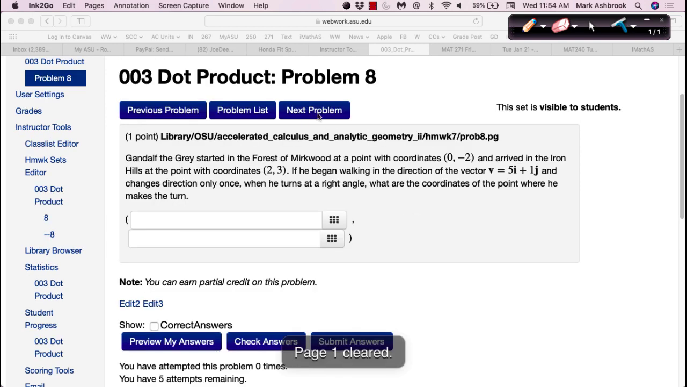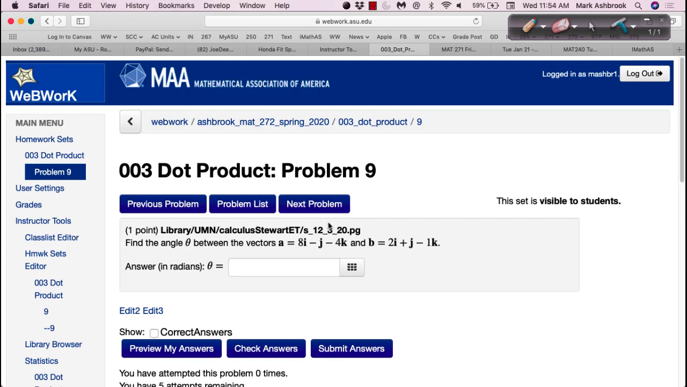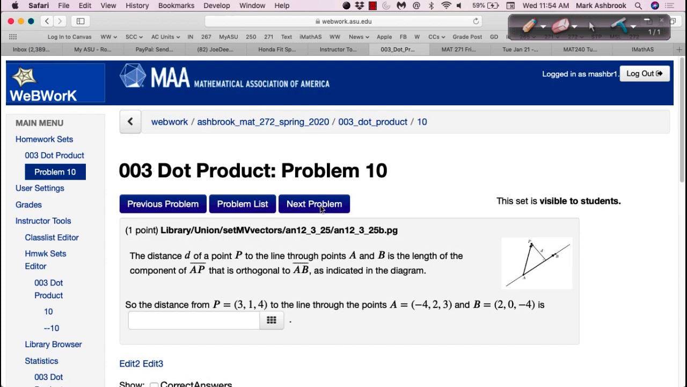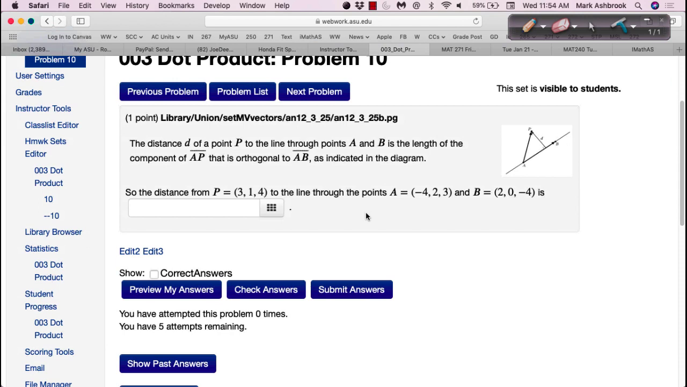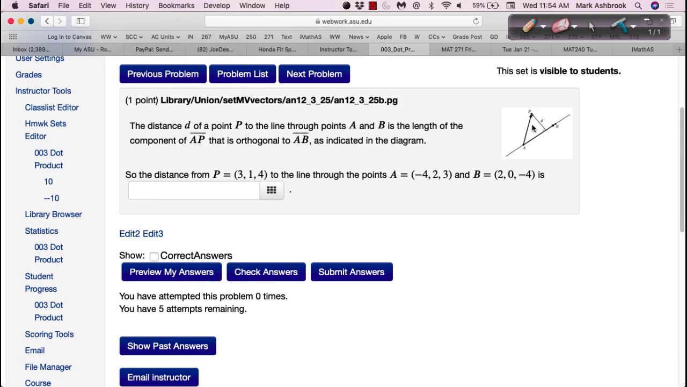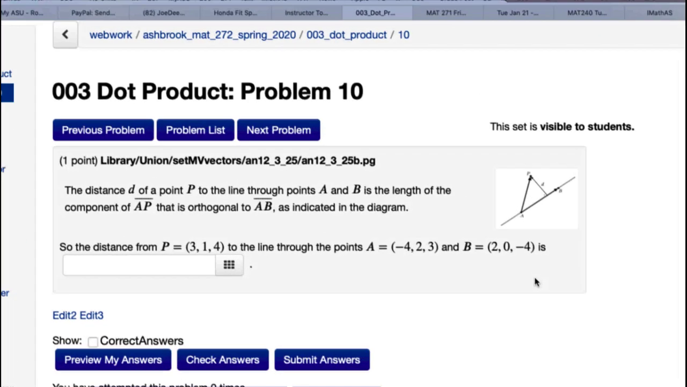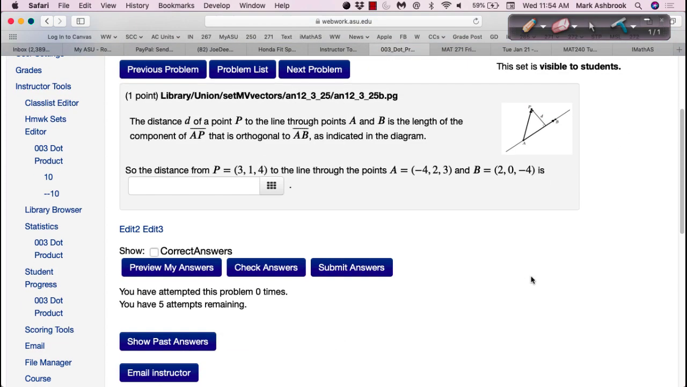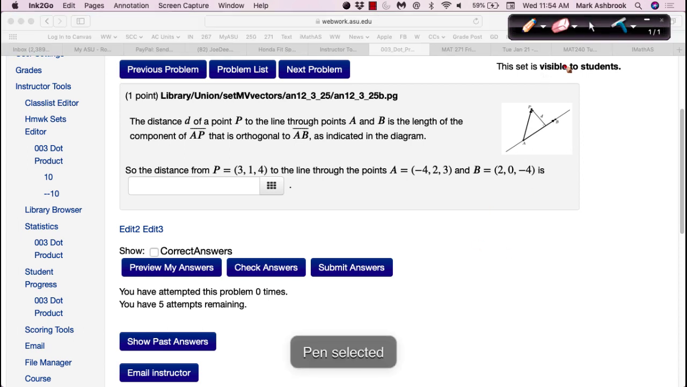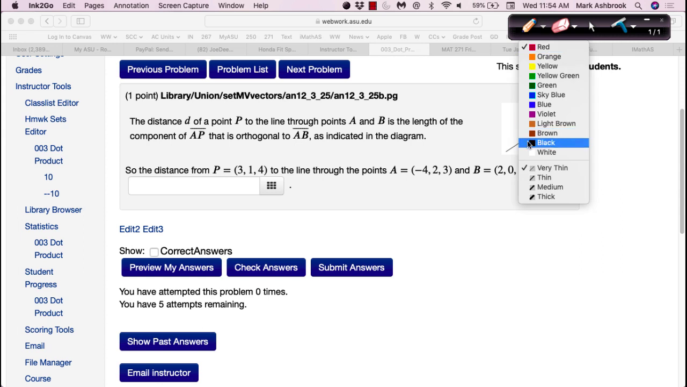Next, I think number 10. Okay, so they're asking for the distance. Oh, that doesn't work, I can't use my pen, so just redraw the picture. Here you have the distance. You want the distance from P to the line through points A and B. I think you have two questions like this, right? In this one they give you a picture.